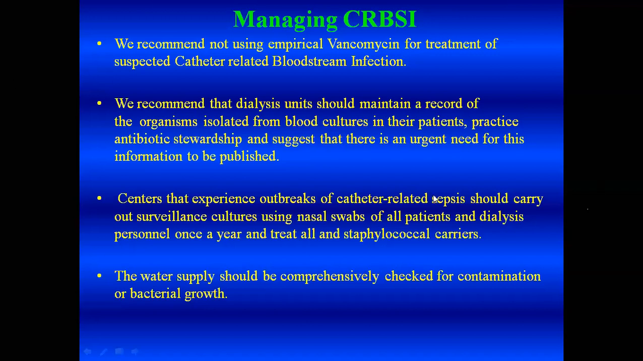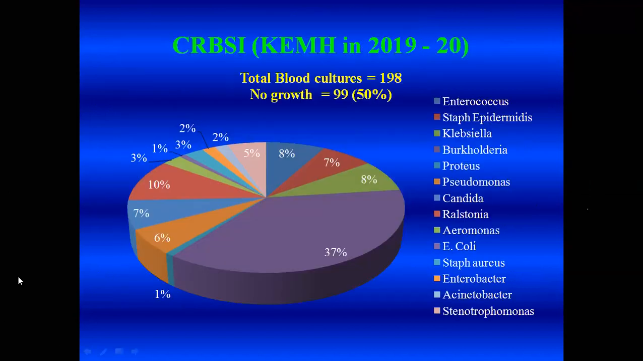So it's recommended that dialysis units should maintain a record of the organisms, which enables you to have an antibiotic policy and know that when you draw a culture, if your commonest organisms are gram negative, then no empirical vancomycin. Choose a culture as per the results of the surveillance of the last 6 months, and that's what we generally do. And this is our data for 2019-2020.